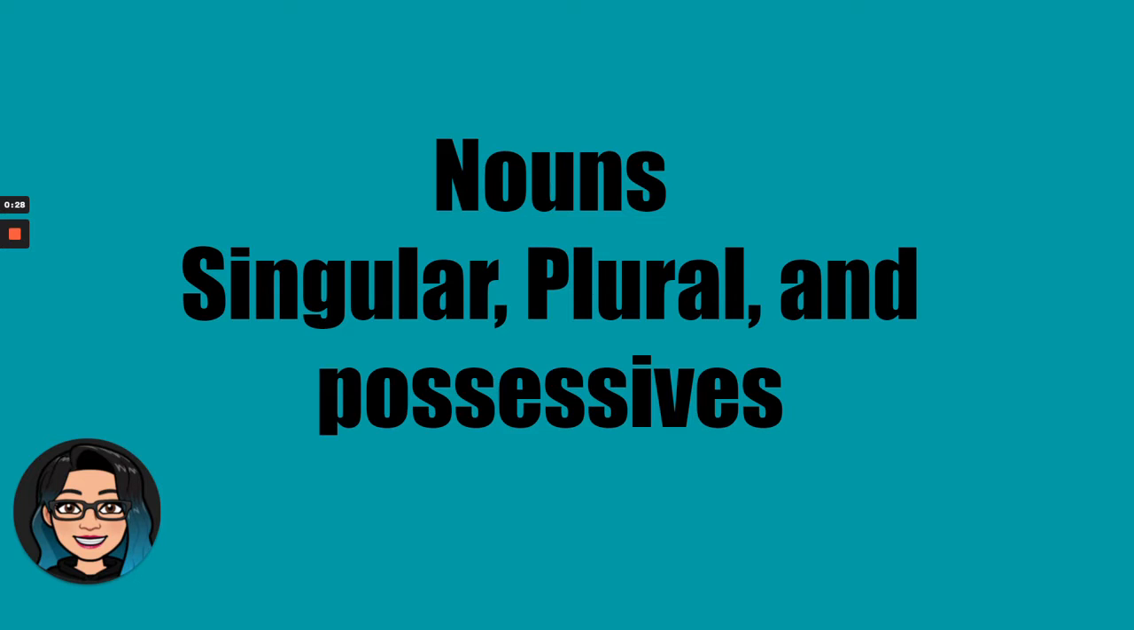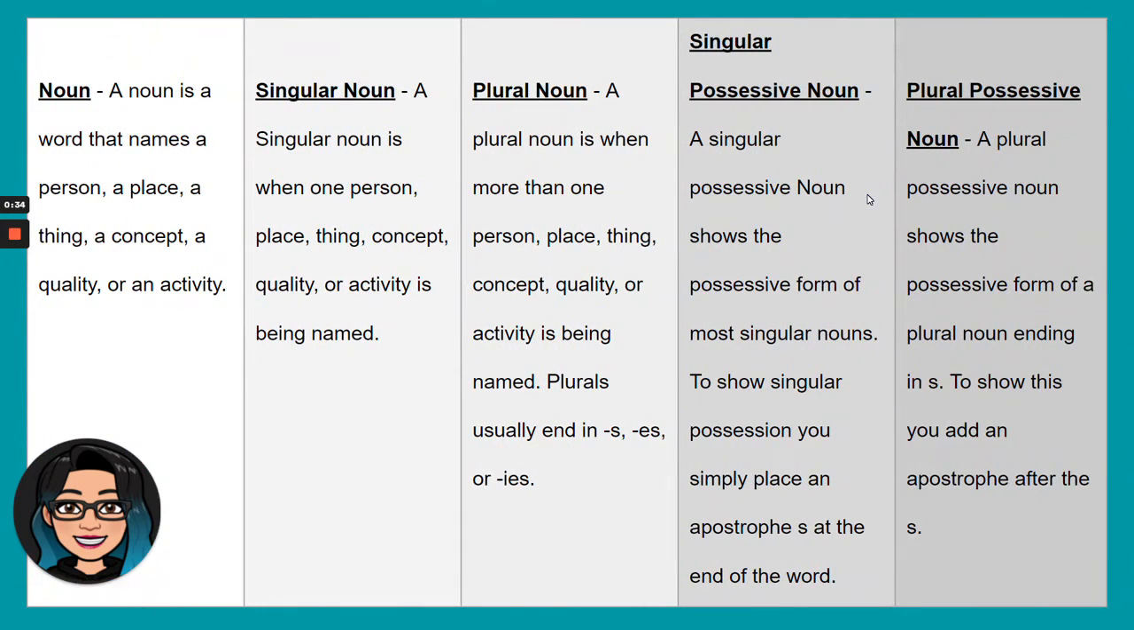We're going to go over singular nouns, plural nouns, and possessive nouns. Now, as you can see here, we have a table, and on this table, we have some definitions. So the first word we're going to go over is noun. A noun is a word that names a person, a place, a thing, a concept, a quality, or an activity.